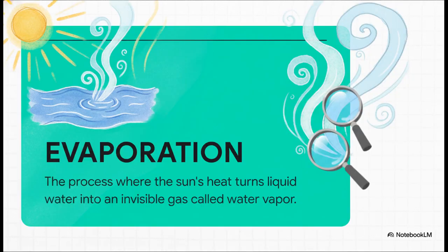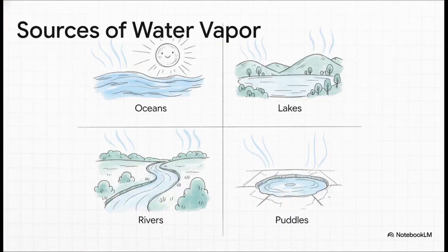It all kicks off with our good old friend the sun. Its energy beams down, warms up the water on the surface, and gives those little water molecules enough juice to just escape. They turn into that invisible gas we were just talking about, water vapor. And I mean, this is happening on a huge scale. We're talking about the sun constantly lifting water from oceans, lakes, rivers, but it's also happening in your own backyard. From the dew on the grass or even that little puddle on the sidewalk, it's happening everywhere.